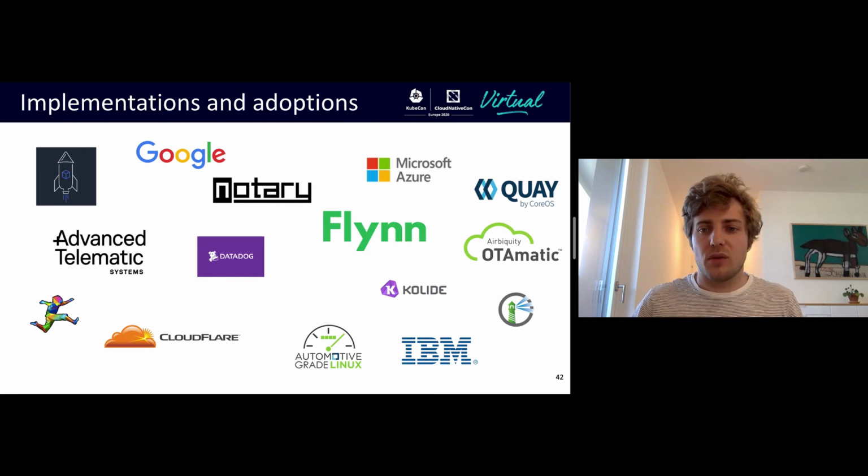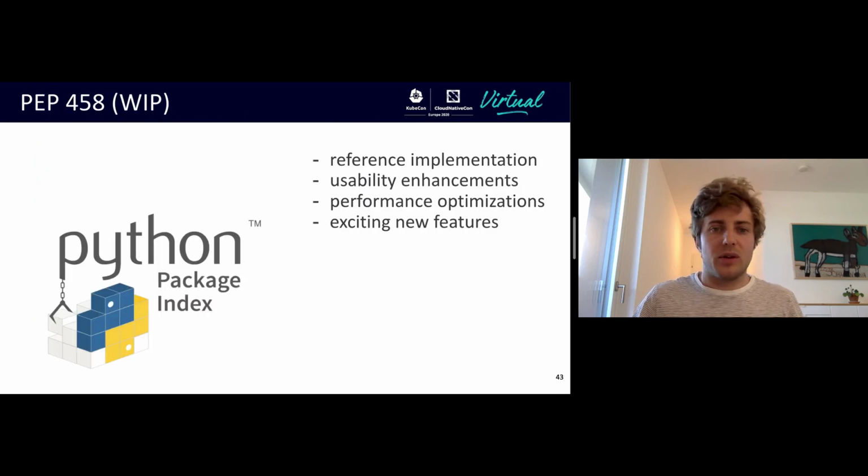There is also a fork of TUF, which is called Uptane, and it's used widely in the automotive industry to protect updates of computer components in cars. And one work in progress adoption I'd like to point out in particular, because we at NYU are heavily involved in making this happen, is PEP 458. That's a standards document that describes how to use TUF with the Python package index.